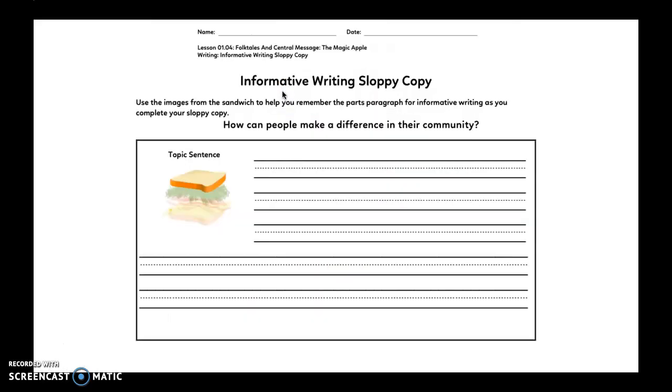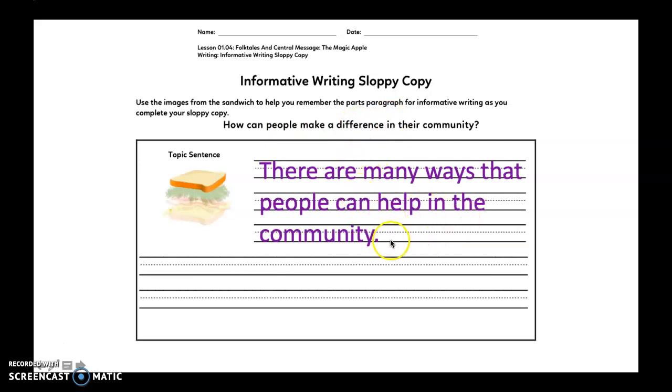Yeah. So here's the paper that you should have started for your sloppy copy. So all we had to do for this assignment was write a topic sentence and answer the question, how can people make a difference in their community? So this is our topic. My sentence is, there are many ways that people can help in the community. Remember, I just listed a bunch of ideas, so my topic sentence just lets my reader know I'm going to tell you all those ways. So my topic is ways people can help in the community.